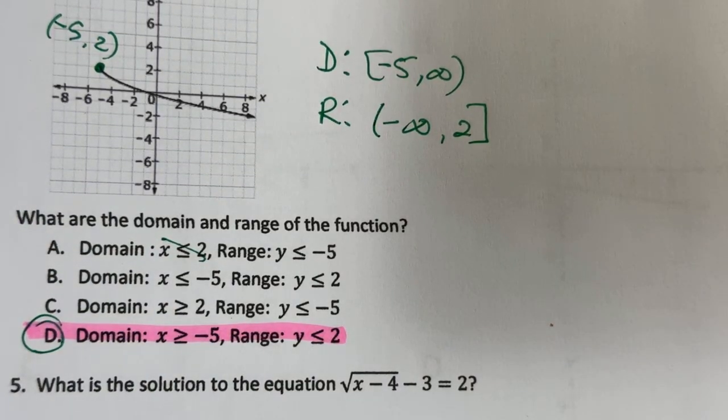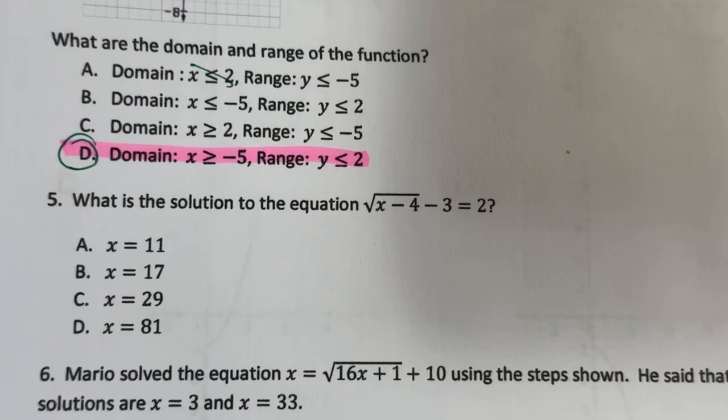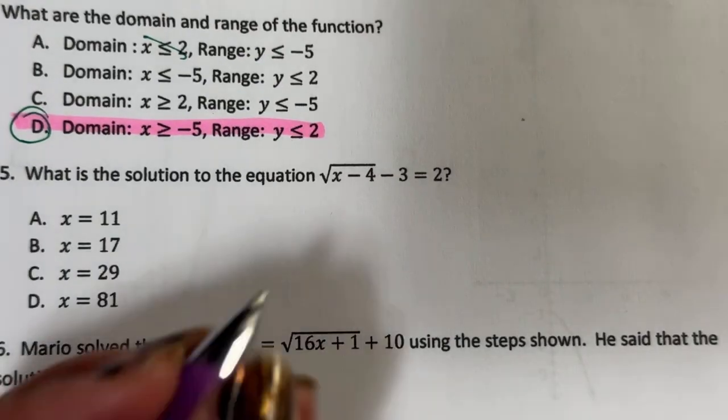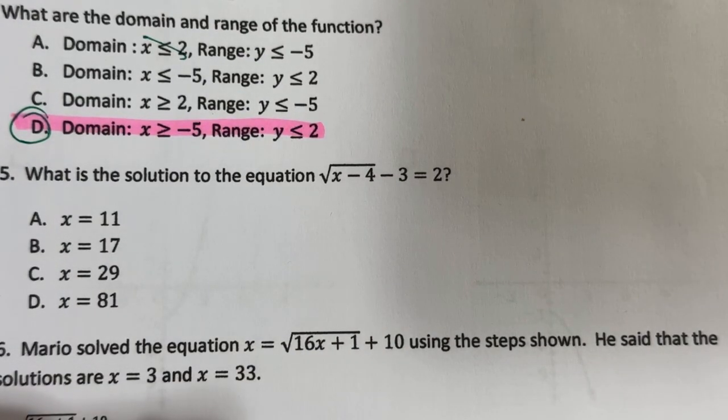So this is a know-it-or-you-don't type situation. Okay. All right, number 5, it says, what's the solution to the equation? We had a CFA on this. That was CFA number 4. Remember, if you still have CFAs to do, you need to come in and get them done ASAP.